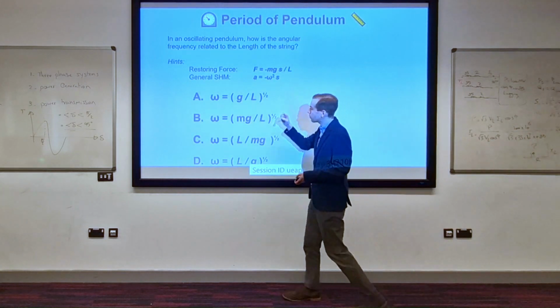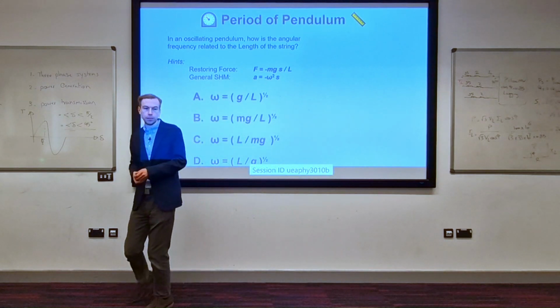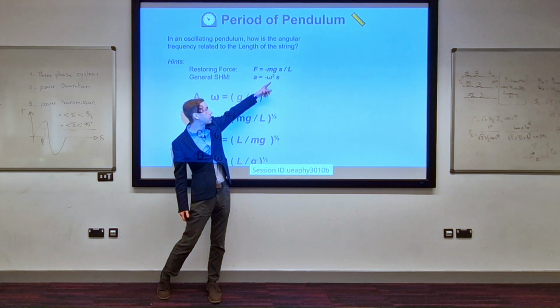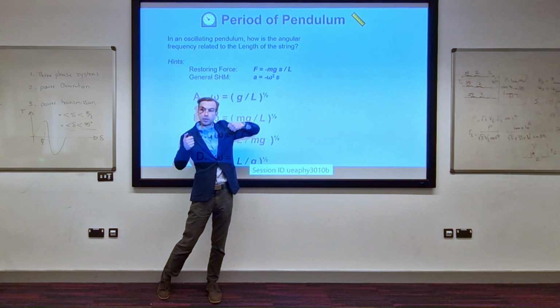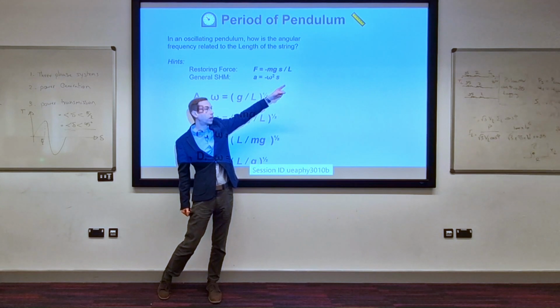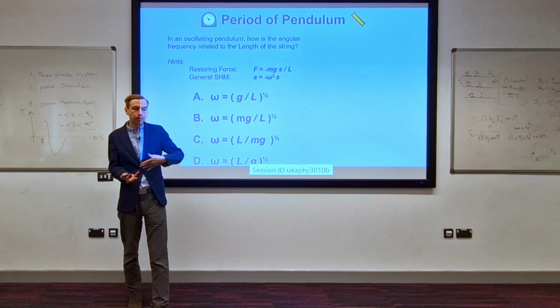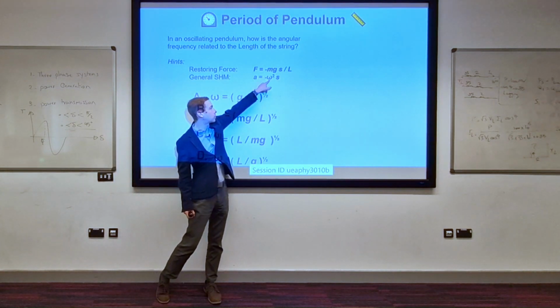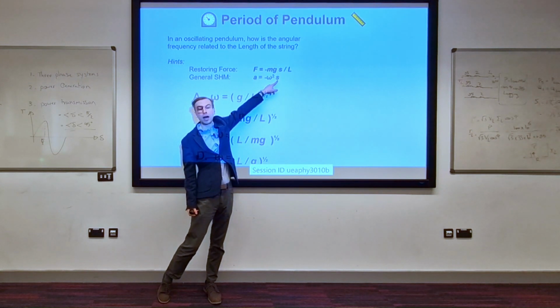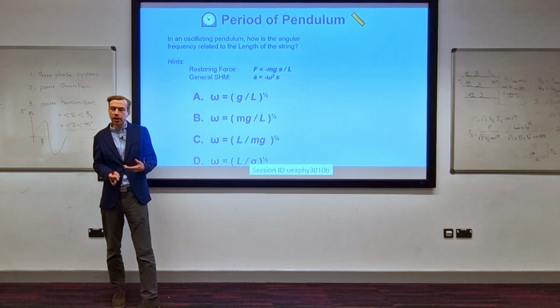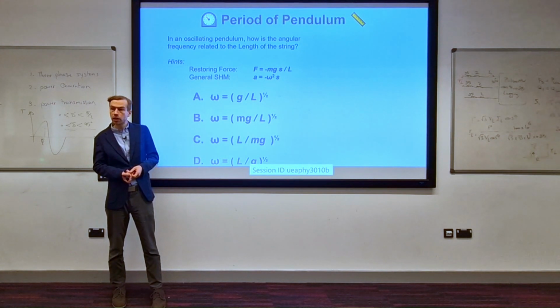So we know that in this situation, our restoring force is equal to the mass times acceleration due to gravity times our displacement S over L, the length of our string. Now we know for any simple harmonic motion, whether it's a mass on a spring or the pendulum, that the acceleration is equal to basically some constant times how much it's been displaced, so this S here.